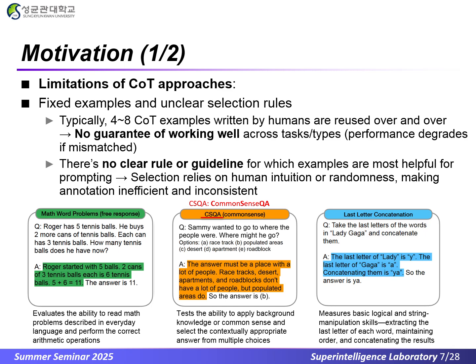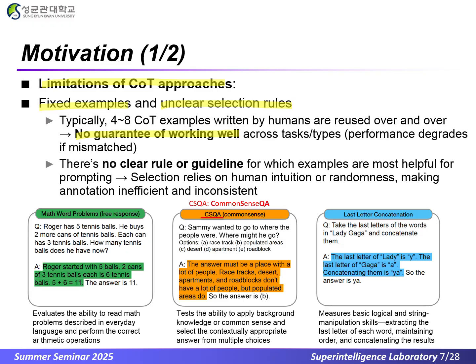Chain of thought is powerful, but there are limitations of chain of thought approaches. The main issue is that these methods rely on fixed examples and unclear selection rules. Typically, 4 to 8 COT examples written by humans are reused over and over again, but there's no guarantee of working well across different tasks or types.